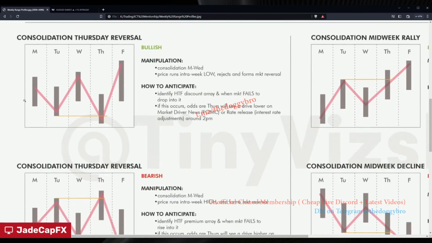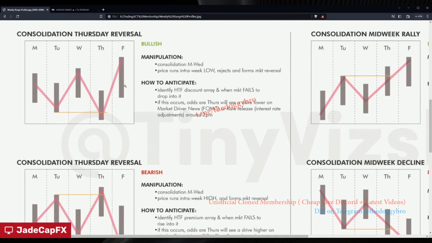So let's go through consolidation Thursday reversals. A lot of times this will happen after FOMC. FOMC might make the low or the high of the week, or they might keep it in consolidation, and then Thursday they'll use that to drive it.